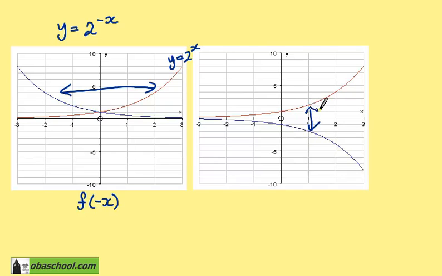Looking at this one, we have a reflection in the x-axis, and we should know this is a transformation of the type minus f of x. Therefore, the blue curve here will be y is minus 2 to the x.